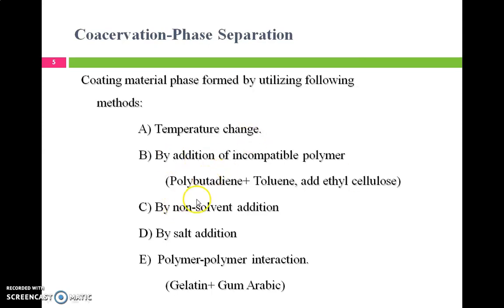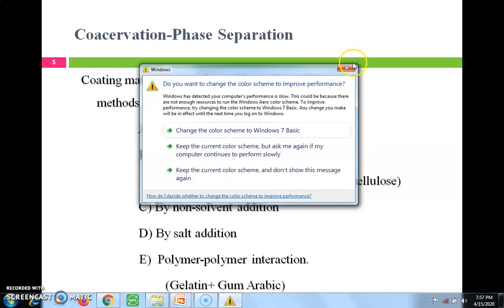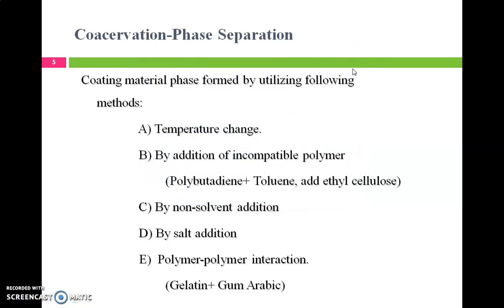The third method is by addition of a non-solvent. A simple example is ethyl cellulose, which when dissolved in ethanol gives a clear solution. If we add water, ethyl cellulose will come out of the solution because water and ethanol are miscible with each other while water acts as a non-solvent for ethyl cellulose. So phase separation is achieved.